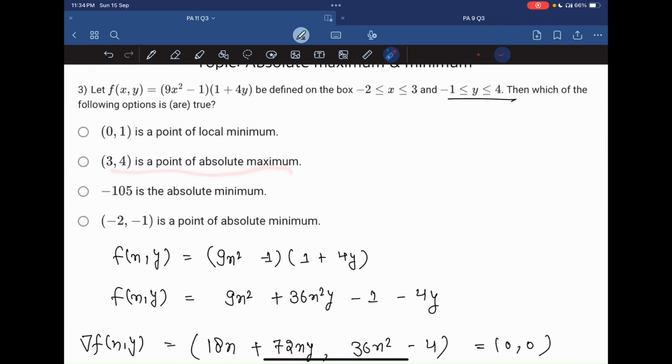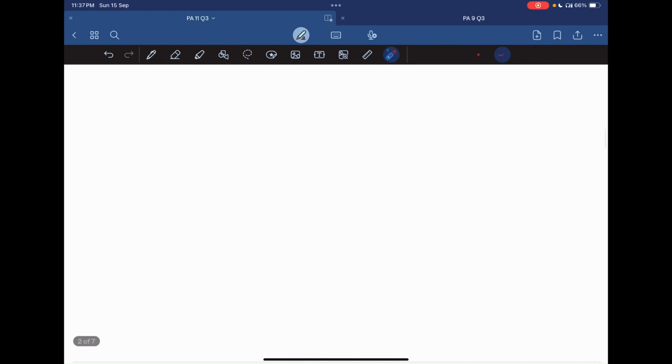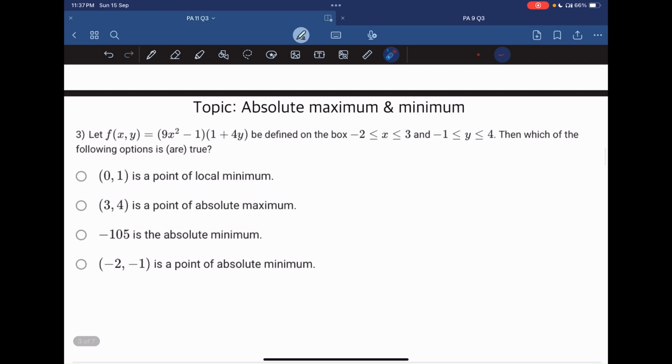3, 4 is the point of absolute maximum. Yes, this is the maximum value of the function that we got. So this is the correct answer. So let's now see a different approach for the same question.